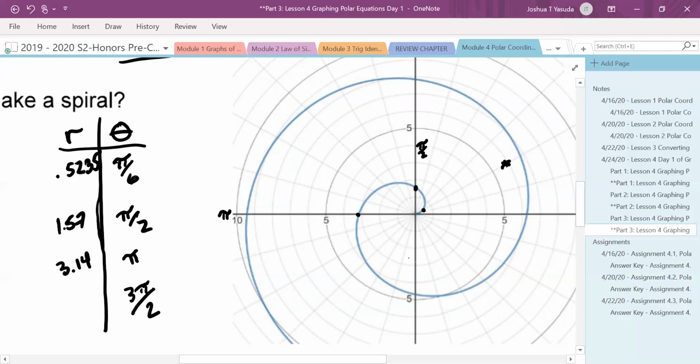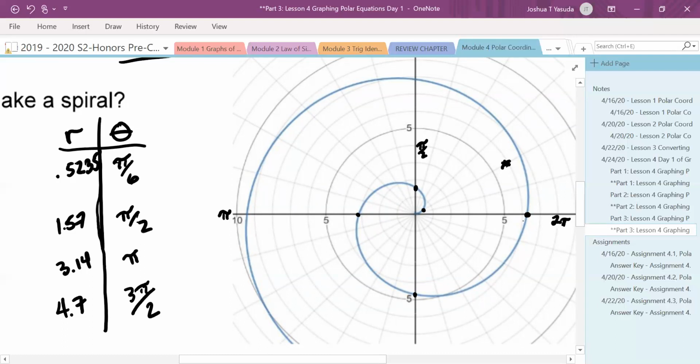If I do 3 pi over 2, that's about 4.7-ish. So now I'm going down to 3 pi over 2: 1, 2, 3, 4, 4.7-ish puts me right there. And then if you called this 2 pi, that would be 6.28. So 1, 2, 3, 4, 5, 6.